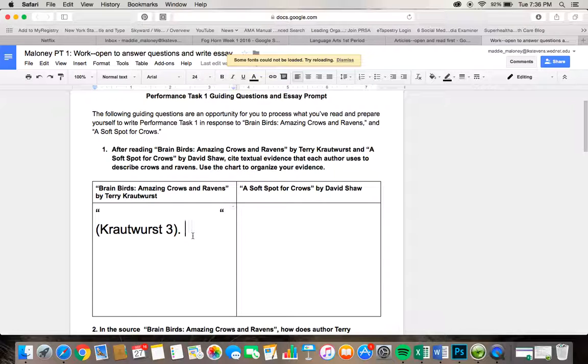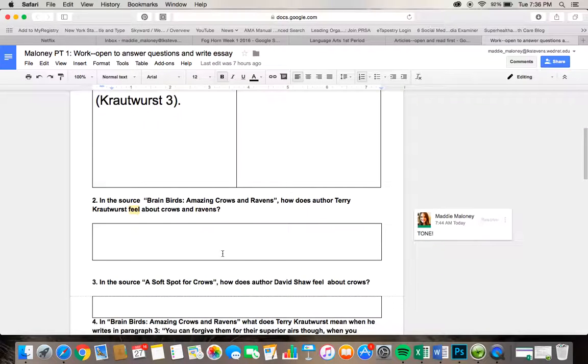It could be that they describe them physically, so they have long beaks. They're big birds. They're blackbirds. I don't know. So I should see a pattern of quote, citation, quote, citation, quote, citation in both of these boxes. Your words will not go here, simply the quotes from the authors that describe the crows and ravens as being cute, cuddly, probably not, black, etc.